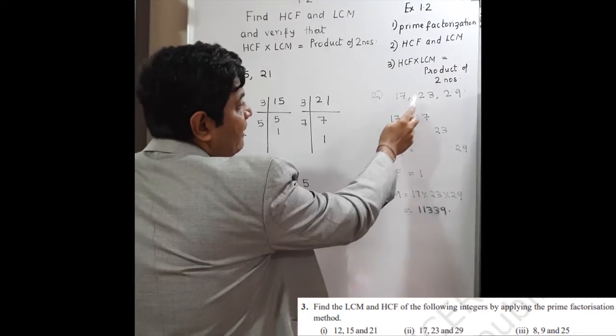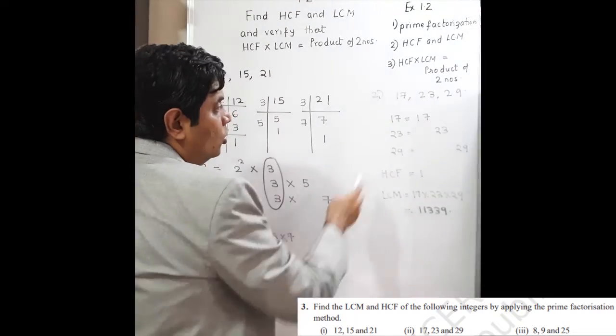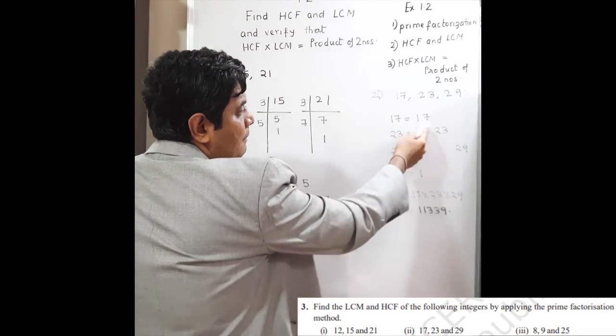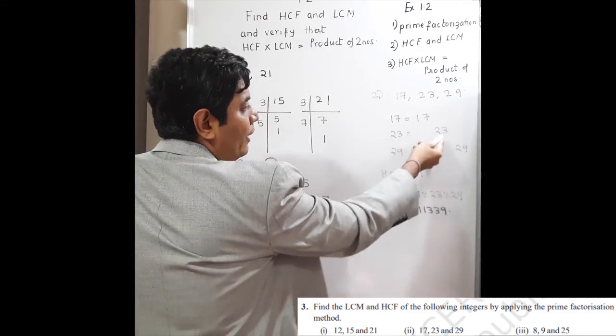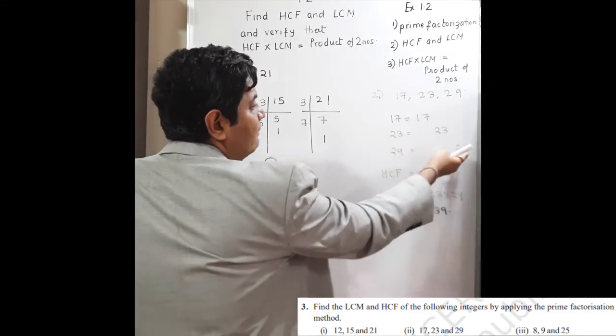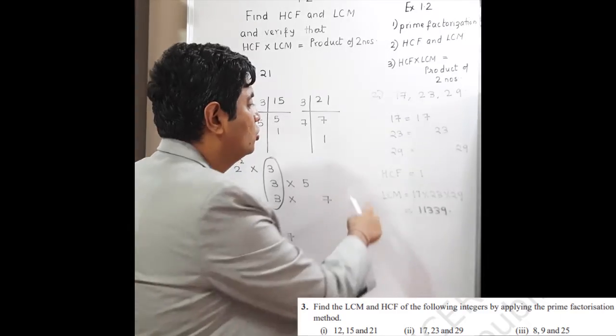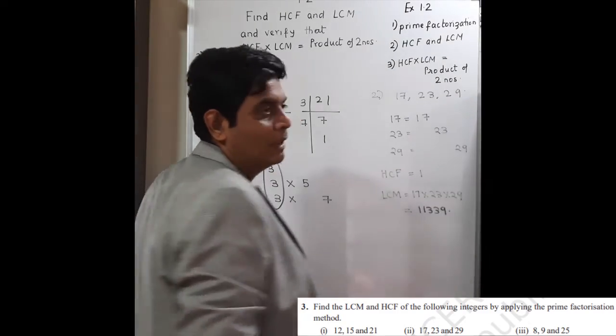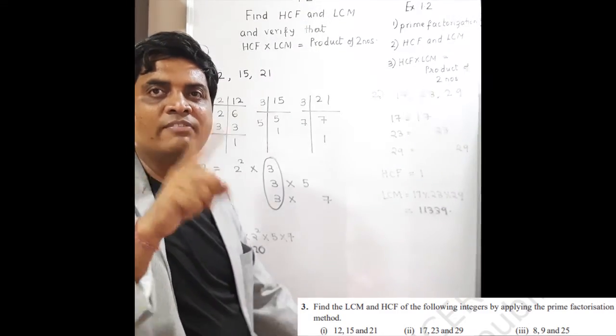Next is 17, 23 and 29. So prime factorization, 17 being a prime number, it will be 17 only. 23 will be 23 only. 29 will be 29 only. Correct? So what is HCF common between all of them? Nothing is common, so you can say 1 is common.